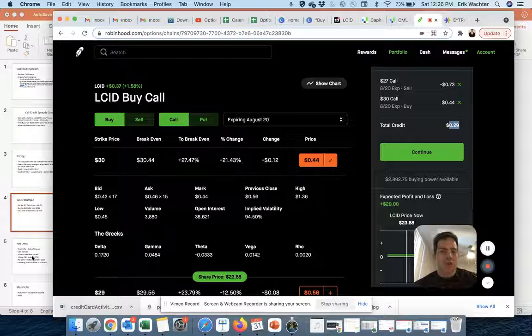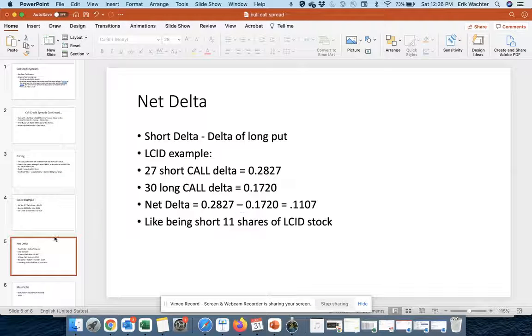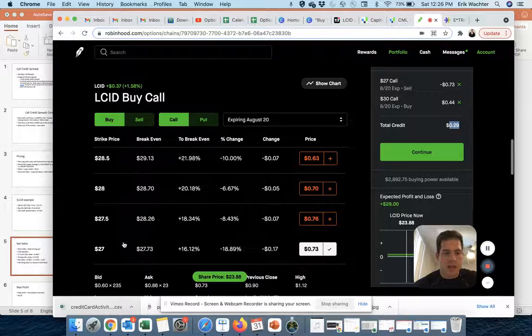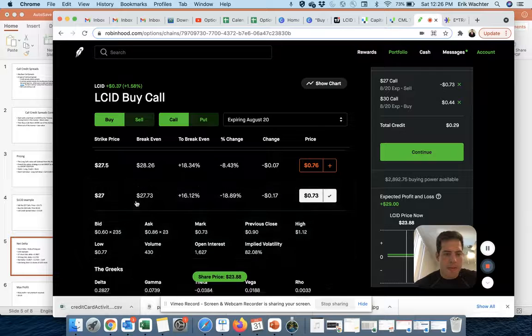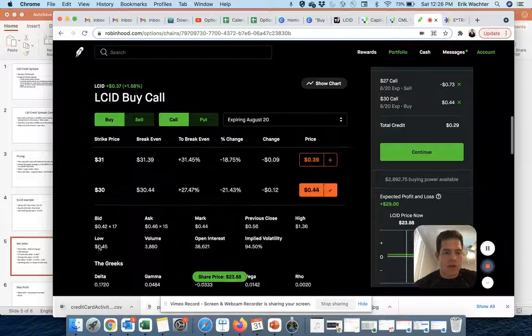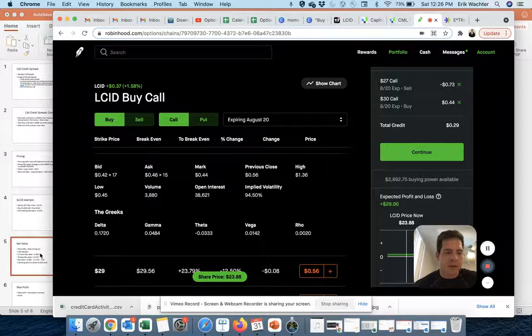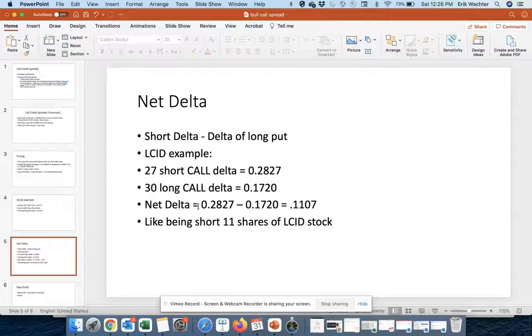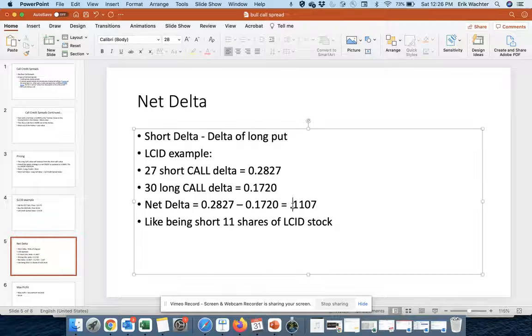We'll go one step further and talk about net delta. So the net delta of this option strategy, we can take a peek. We have the 27 delta, which is 28.27. And then we have the 30 delta, which is 17.20. Okay. So we take those, subtract them, and we get 11. You can multiply that by 100 because that's one per one contract, but we're trading 100 contracts. So the net delta is short 11. It's like being short 11 shares of Lucid stock.